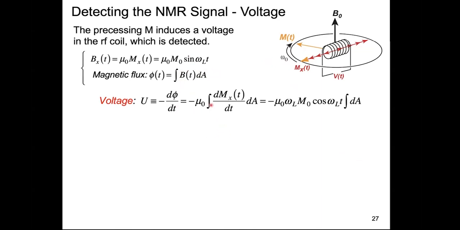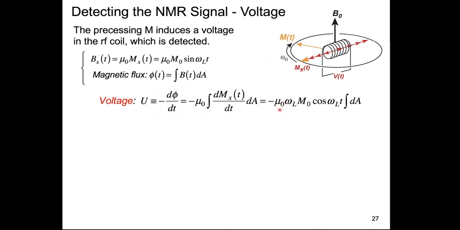What we measure is the voltage, and voltage is equal to the rate of change of this magnetic flux. So it's d phi dt. And the voltage is what we detect in NMR. So because of these relationships, the voltage can be related to the precessing magnetization through these terms.